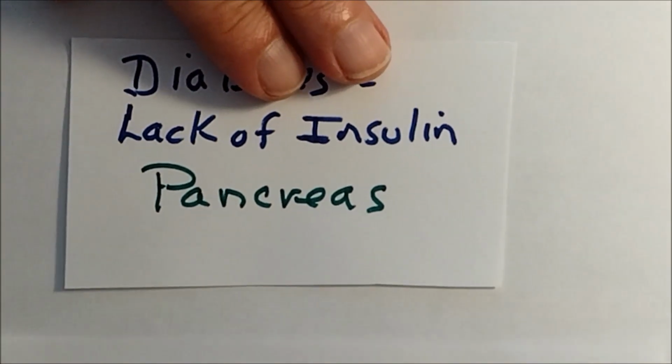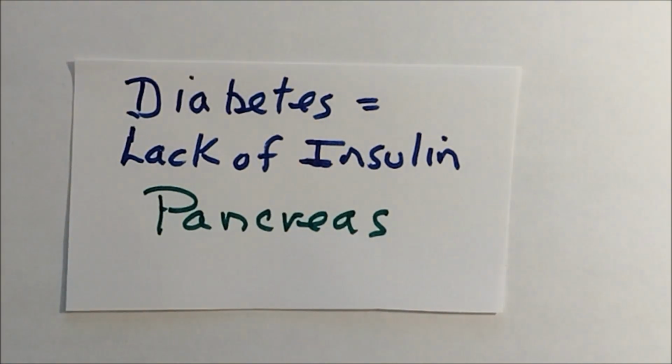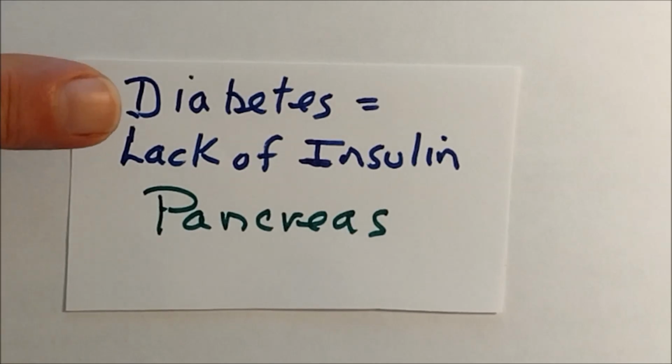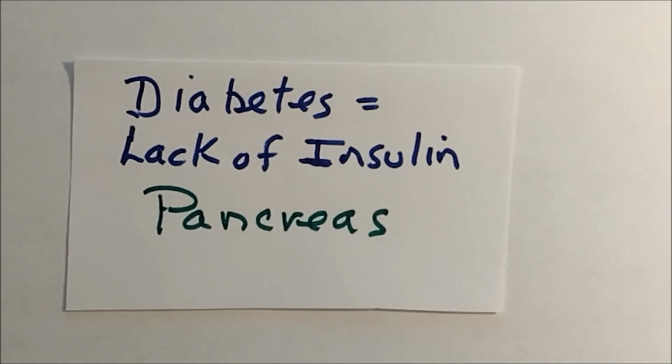So what is diabetes? Diabetes is basically a lack of insulin. As you recall, when we studied the digestive system, we took a look at the pancreas, and we saw that one of the functions of the pancreas is to release insulin into the bloodstream, but we didn't say exactly why, and we're going to go into why right now. The pancreas releases a hormone called insulin into the bloodstream, and without this, you are in trouble. Without this, you have diabetes. So let's take a look.